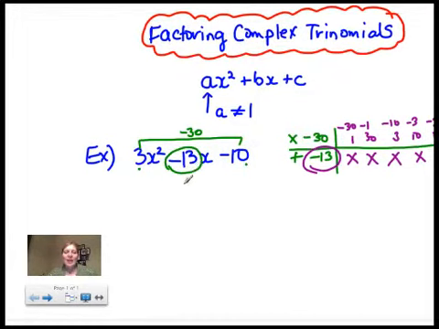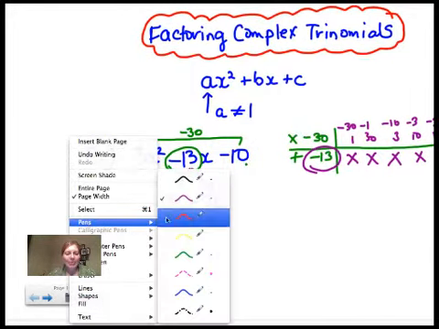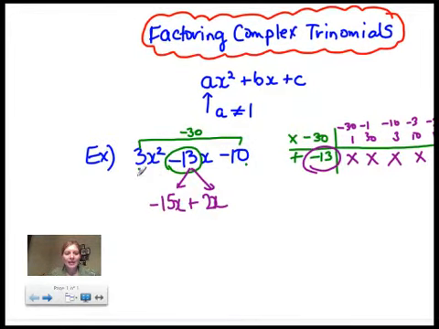So what I'm going to do next is take this middle term and instead of writing it as 13x, I'm going to write it as minus 15x plus 2x, which also equals minus 13x. Then the 3x squared that was at the front is just going to come back in where it was. And the minus 10 that was at the back is going to come back in where it was. And all I've done is rewrite this minus 13x as negative 15x plus 2x.